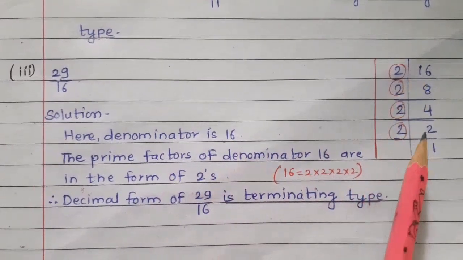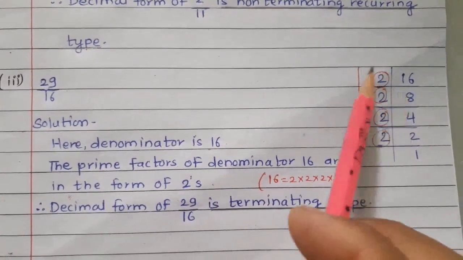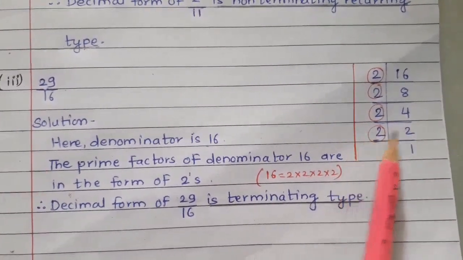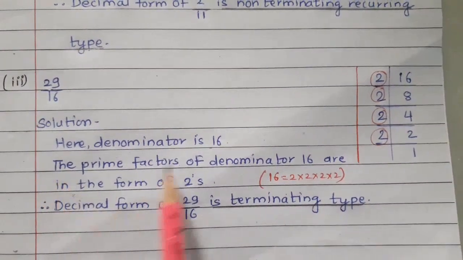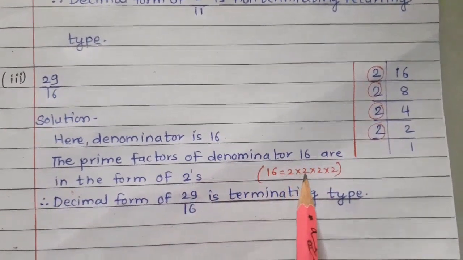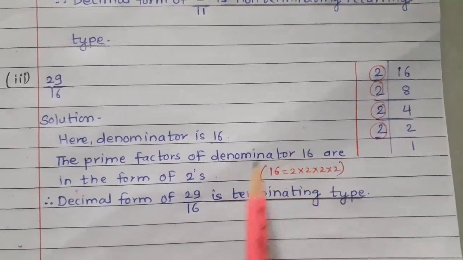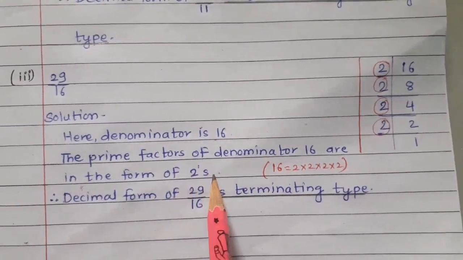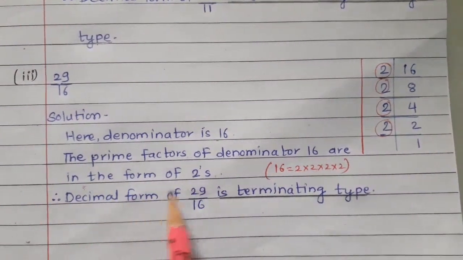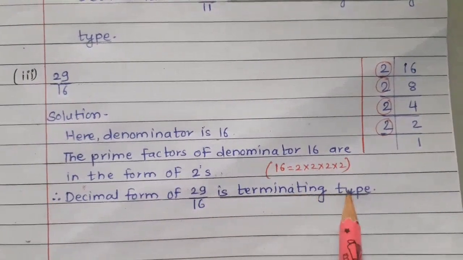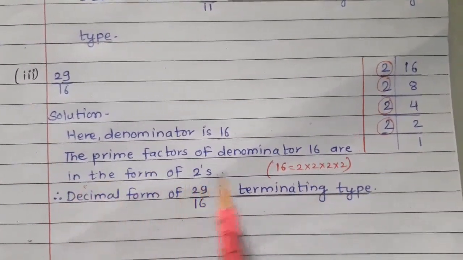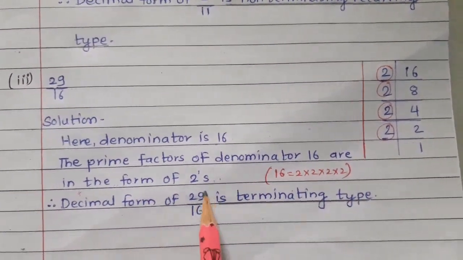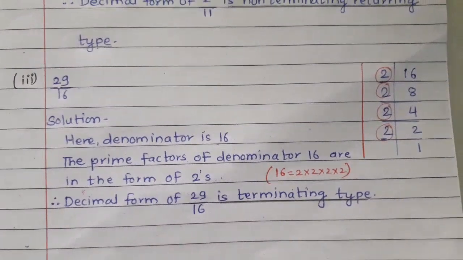The prime factors of 16 are, 8 2s are 16, 4 2s are 8, 2 2s are 4, and 1 multiplied by 2, that is 2. So, the prime factors of denominator 16 are 2 multiplied by 2 multiplied by 2 multiplied by 2. They are in the form of 2's only. So, the decimal form of 29 upon 16 is terminating type because the prime factors of 16 are in the form of 2 only. Therefore, the decimal form of 29 upon 16 is terminating type.